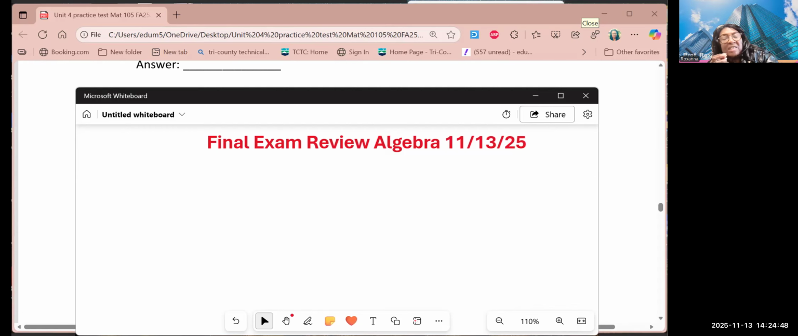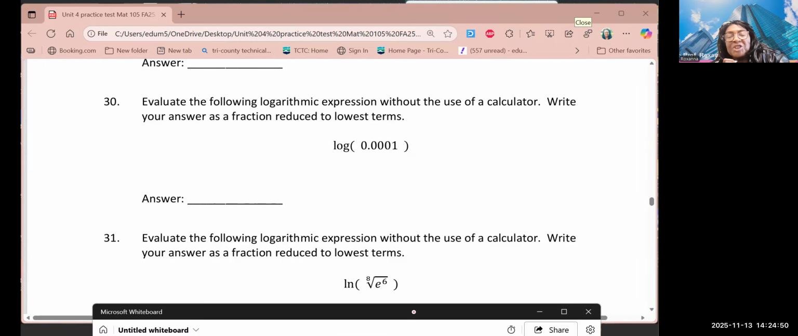Number 31 says, evaluate the following logarithmic expression. Well, this time it is natural logarithm, ln. Evaluate the following logarithmic expression without the use of a calculator. Write your answer as a fraction reduced to lowest terms.